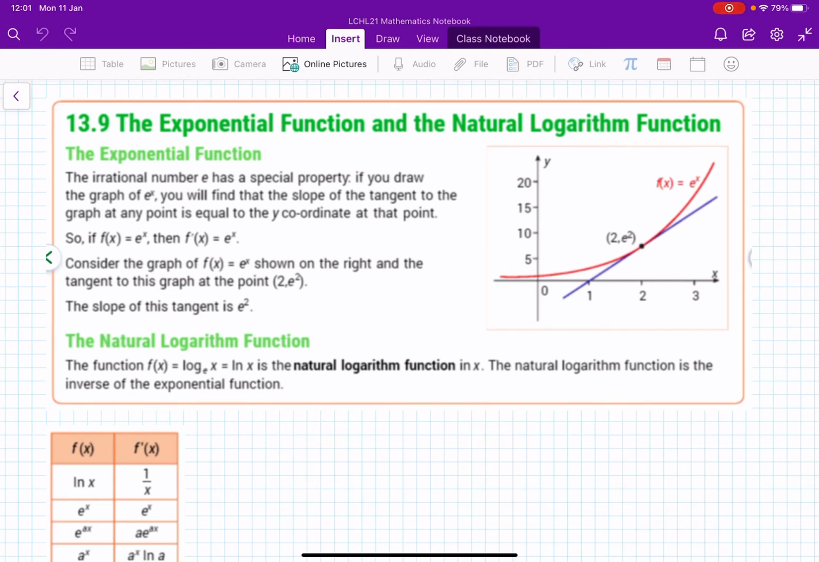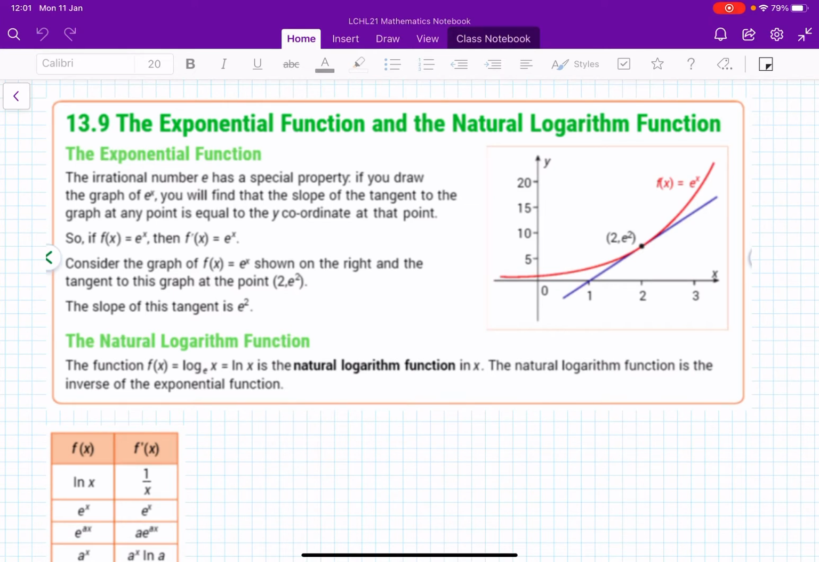Let's start looking now at differentiating exponential functions and natural logarithmic functions. Now we know already about these, we've seen them already, we've done all our investigations on what they are already. All we're going to do now is look at differentiating them.